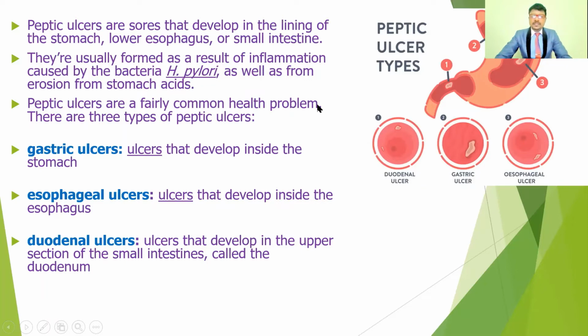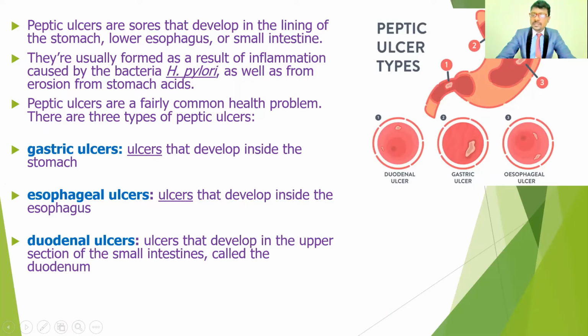These ulcers are a fairly common health problem, the most common nowadays. At least 40 to 50% of people may experience gastric ulcers and duodenal ulcers in their lifetime. There are so many reasons for gastric ulcers. A gastric ulcer develops inside the stomach, and esophageal ulcers develop inside the esophagus.